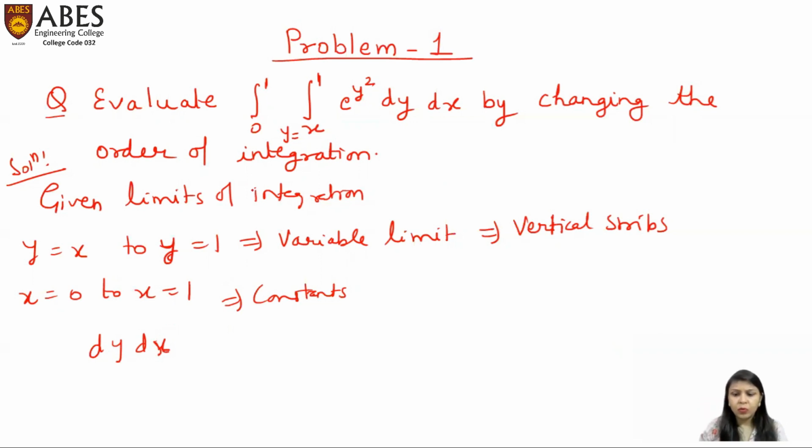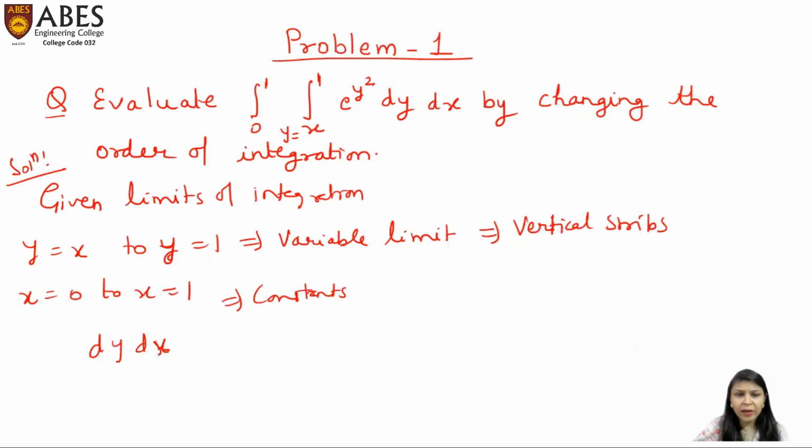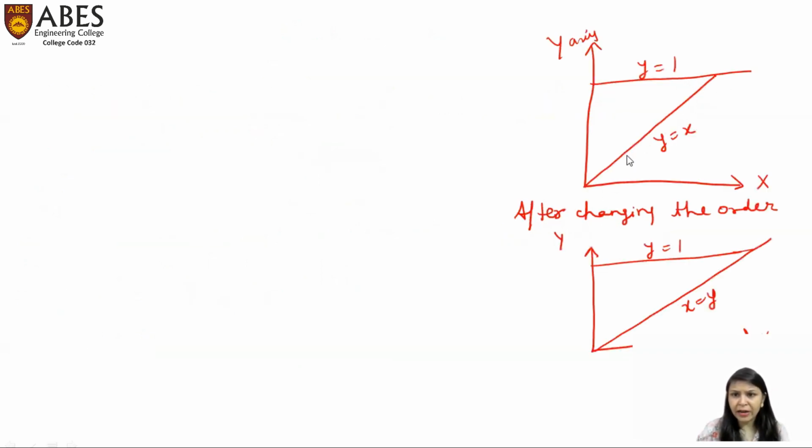Okay, so for this we have to draw the figure first. Okay, so in this y equals to x to y equals to 1, y equals to x is basically a straight line. This is a straight line equation, y equals to x, and y equals to 1 is a constant line, y equals to 1. This is x-axis and this is y-axis. So according to the question, we draw the figure 1. We can give it name figure 1.